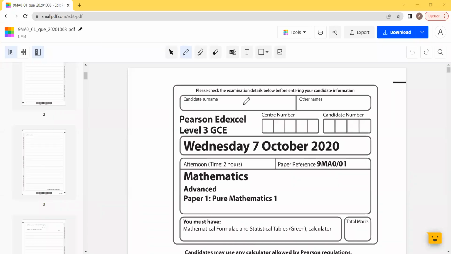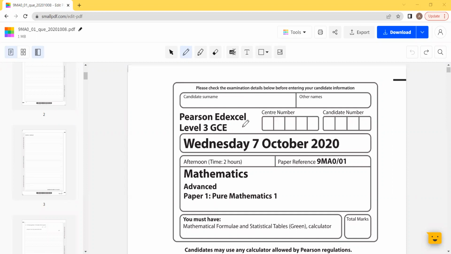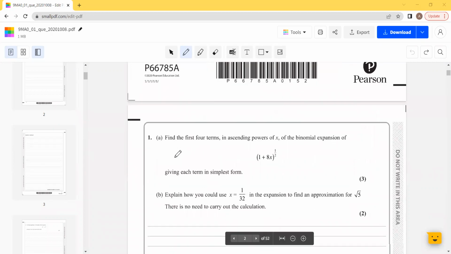Okay, so today I'm going to go over Edexcel A-Level Mathematics, Paper 1, Pure Mathematics 1 from 2020. Okay, let's start. Question 1a.